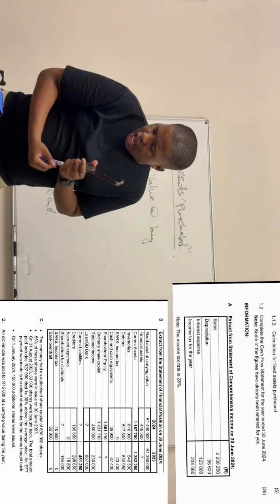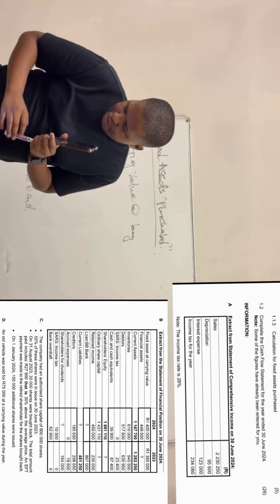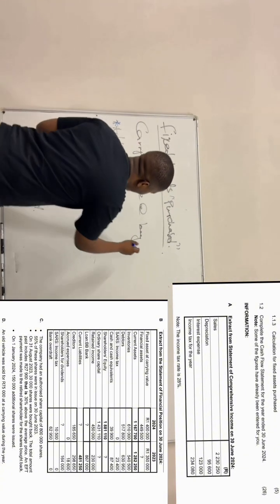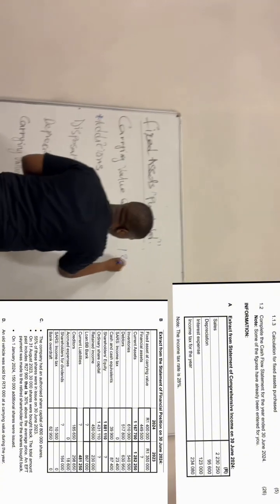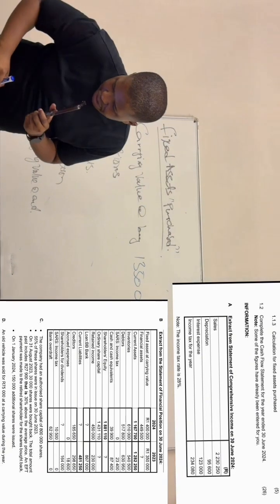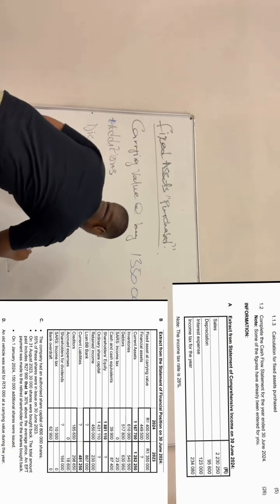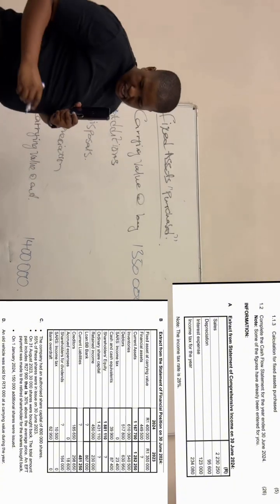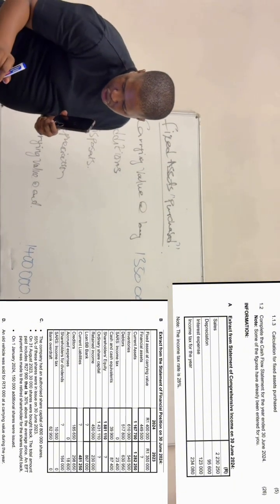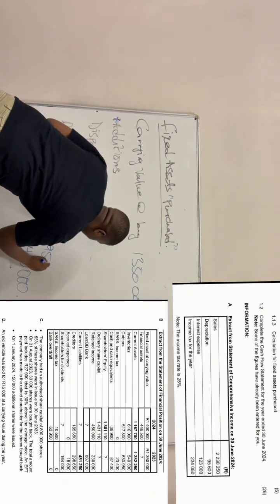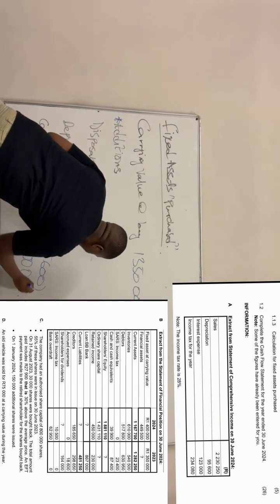Now let's start. We go to information B. How much do we have as fixed assets at carrying value at the beginning of the year? We have 1,350,000. And how much do we have at the end of the year? We have 1,400,000. Go to information A. How much do we have as our depreciation? We have 95,600, which must be in brackets.